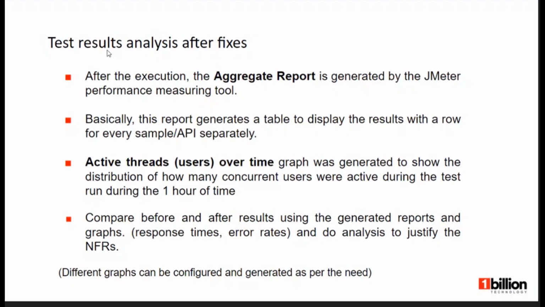After generating those reports and graphs, you have to do the test results analysis after doing the fixes. After the execution, the aggregate report is generated by the JMeter tool. Basically, this report generates a table to display the results with a row for every API separately, and there is also a graph called active threads, meaning active users over time, which is generated to show the distribution of how many concurrent users were active during the test.